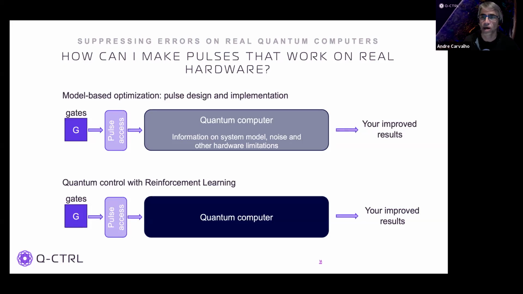In the first one, we'll have the model-based optimization. That's going to be split into two presentations. One about pulse design, having information about your hardware. And then the second one is all about calibration and implementation on a quantum computer. And then we have the second part, which is going to be quantum control with reinforcement learning. All right, so without further ado, let's start kicking off with our presentations.